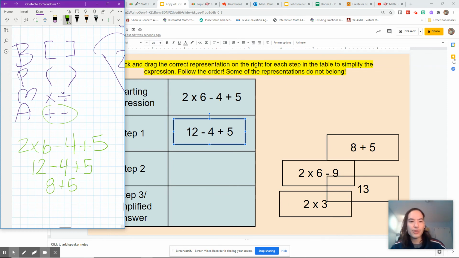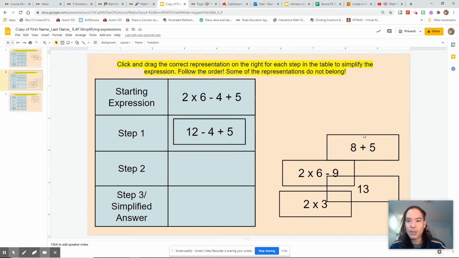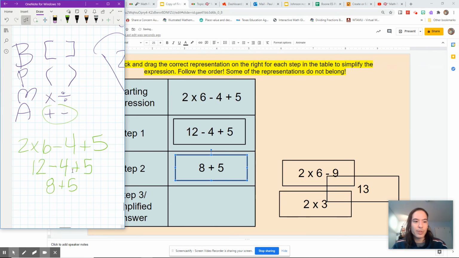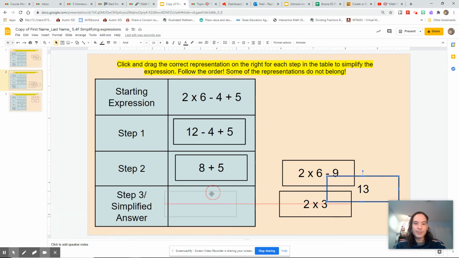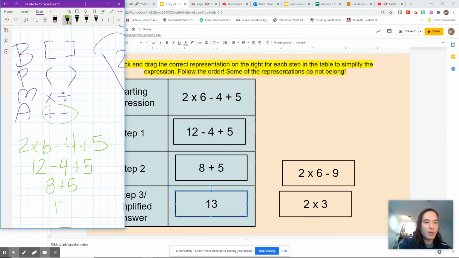So my next line should be 8 plus 5. Because what I did is my next step was the subtraction of 12 minus 4, which gives me 8. I copied down the plus and I copied down the 5. Finally, 8 plus 5, back to first grade problems. 8 plus 5, 13. And we just simplified our expression. We have a beautiful green snow cone this time.